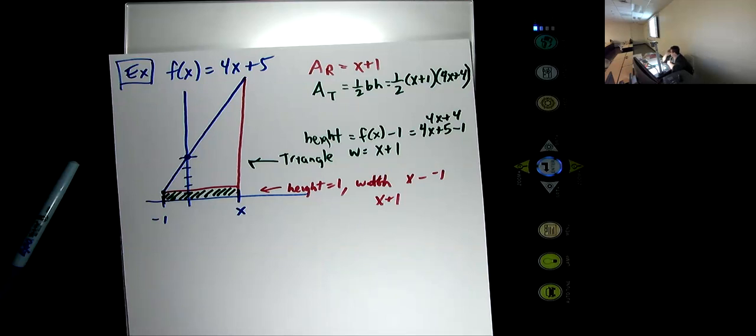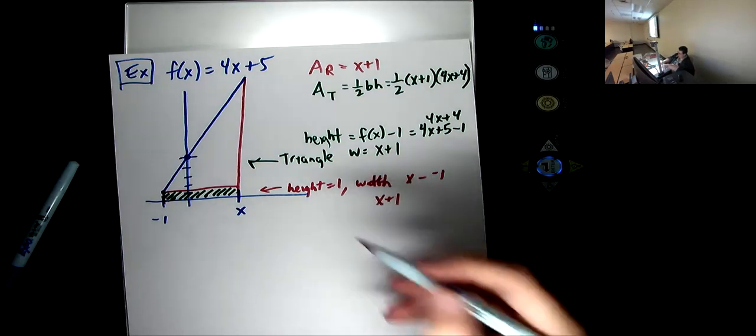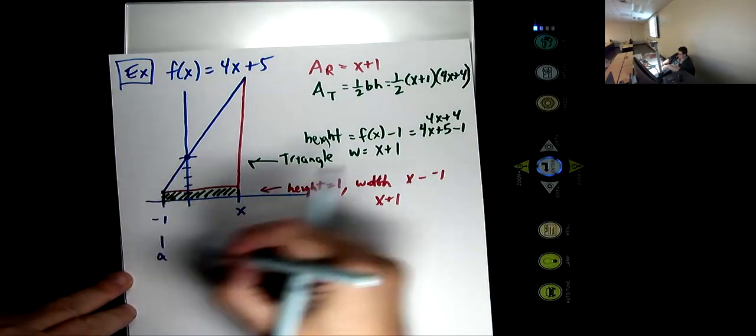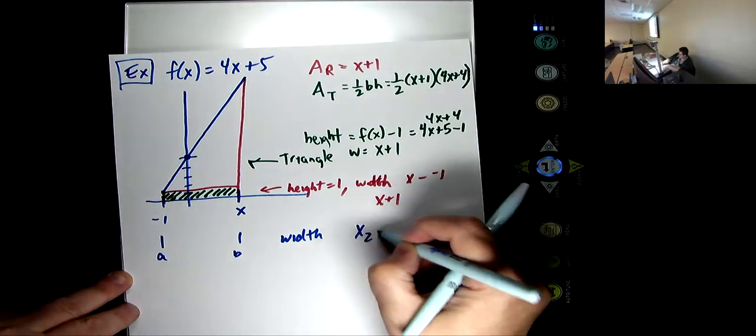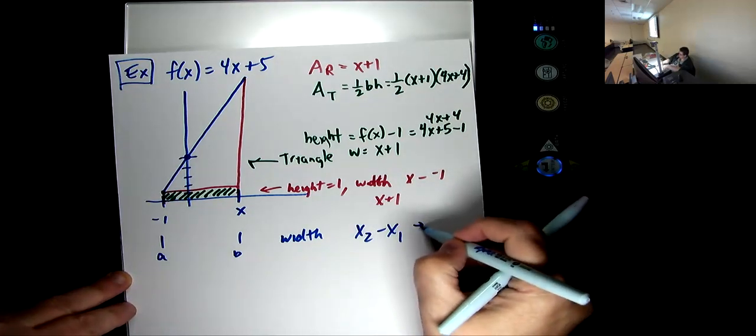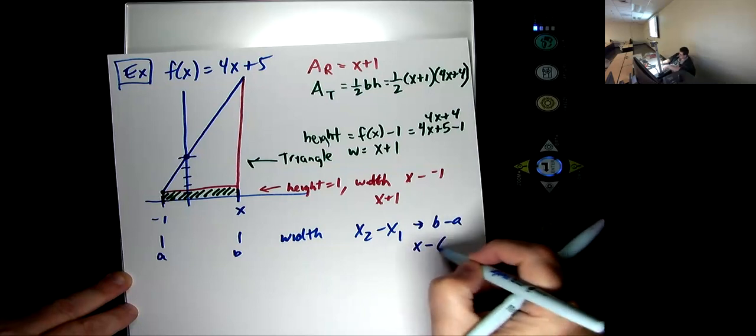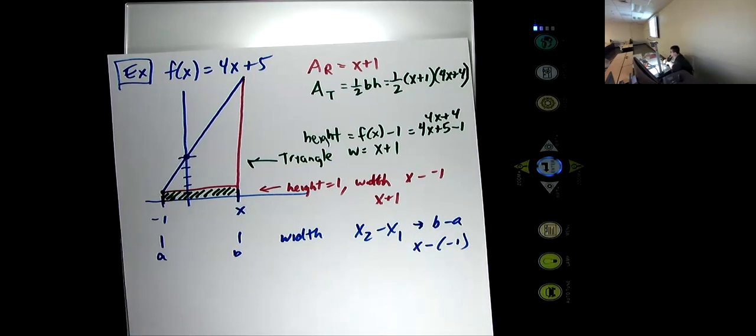How'd you get the width for the rectangle? I did miss that. Width is b minus a. So if this is a and this is b, distance is always like x2 minus x1. In this case, b minus a. X minus -1. I'll be honest, that took me the longest time to remember as a student. I could go flying through calculus, but remembering where they got the width from was not intuitive to me.